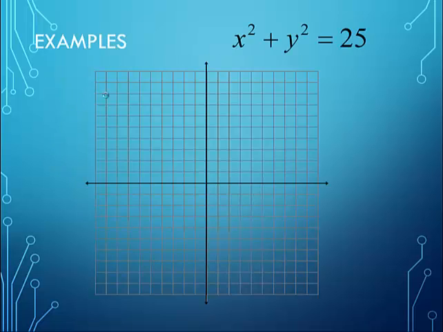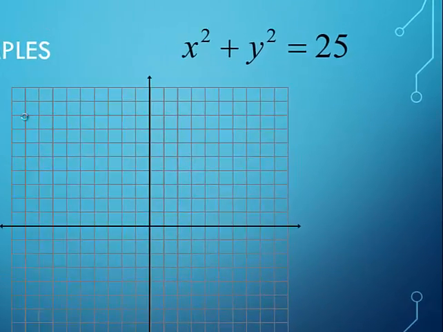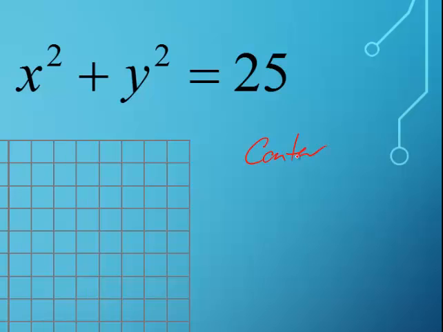So our first example is x squared plus y squared equals 25. So we need to find the center and the radius first off. So the center is going to be (0, 0). Now it's (0, 0) because there is no h or k subtracted or added to our x or y. So there is no h and k, therefore they're both 0. Now the radius is going to be the square root of 25. So the square root of 25 is just 5. So the radius equals 5.